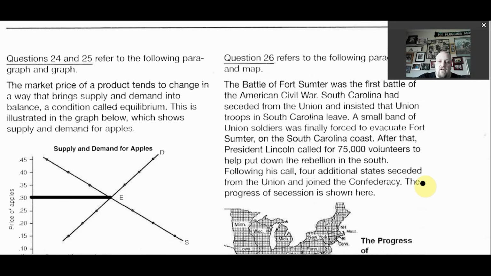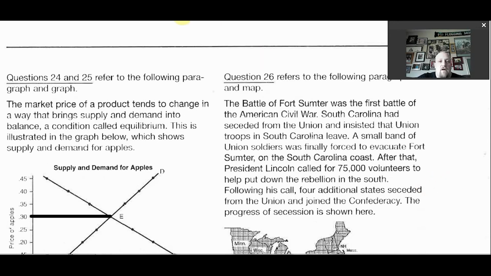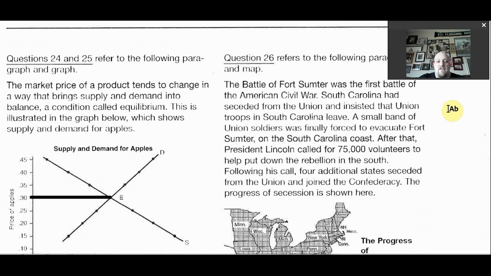So the next one is another little map one. So we're going to look at this, and it's the Battle of Fort Sumter was the first battle of the American Civil War. South Carolina had seceded from the Union and insisted that Union troops in South Carolina leave. Seceded means they broke away from the Union, so they were not part of the American Union anymore. A small band of Union soldiers was finally forced to evacuate Fort Sumter on the South Carolina coast. After that, President Lincoln called for 75,000 volunteers to help put down the rebellion in the South.